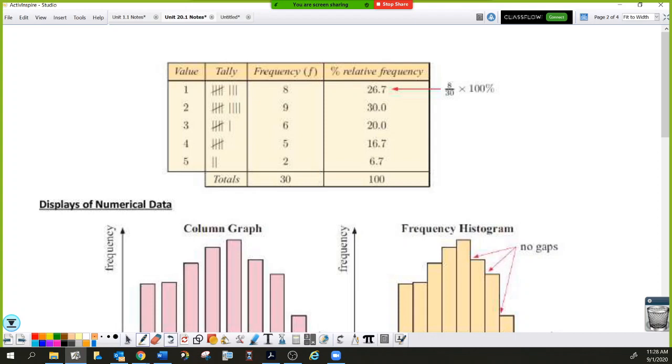So to calculate the relative frequencies, you just do the frequency divided by the total. So you get this 26.7% by doing 8 divided by 30 times 100. So those are percent relative frequencies. Or you could just leave them as decimals without multiplying by 100. Completely up to you. Okay?